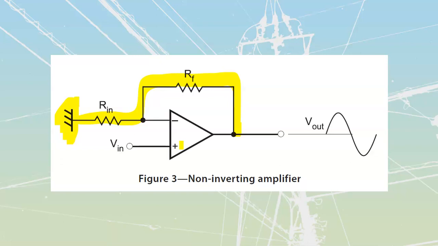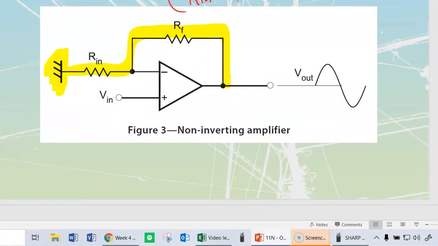We are going to get a different ACL out of this one. My amplification closed loop, ACL, is going to be equal to my RF over top of Rin plus 1. And it is going to have a differing size to that.